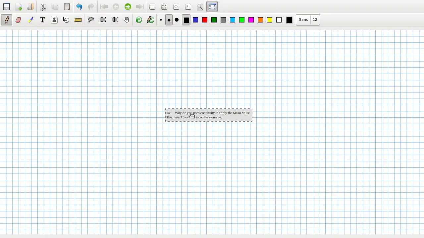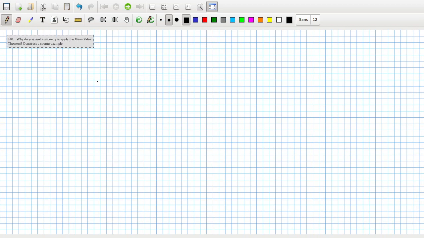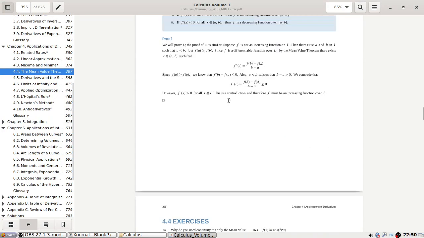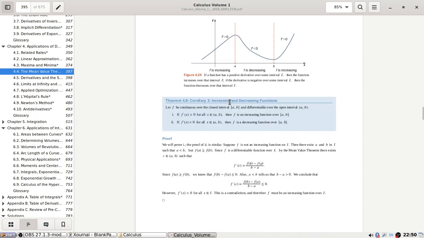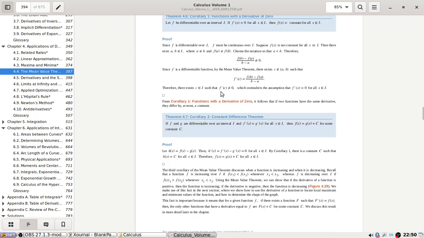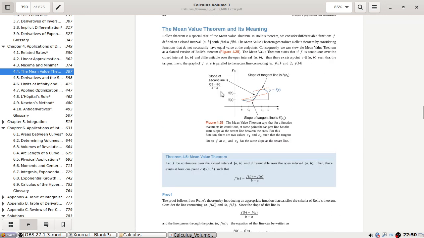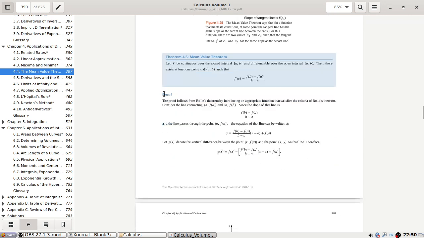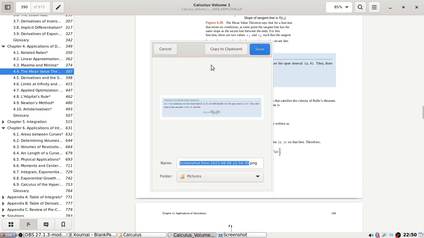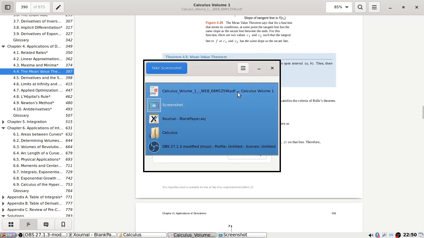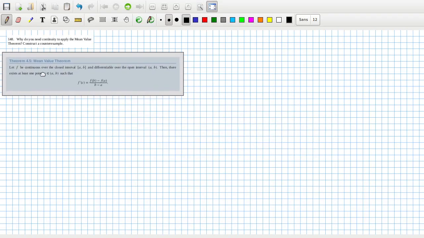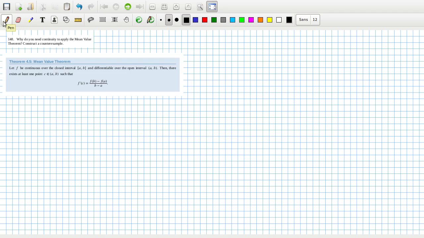Let's talk about this one here. So why do you need continuity applied to the mean value theorem? And let's open up the mean value theorem as well. There it is, mean value theorem. Okay, so there's the mean value theorem. Now, why do you need continuity to apply to the mean value theorem? Construct a counterexample.